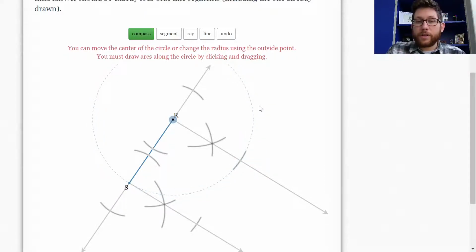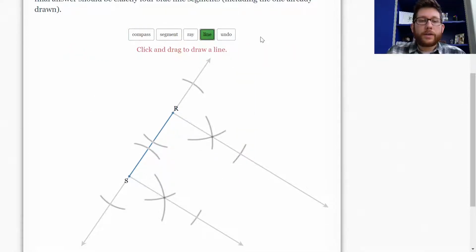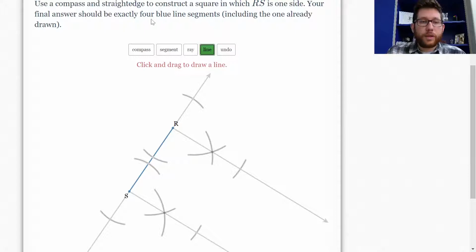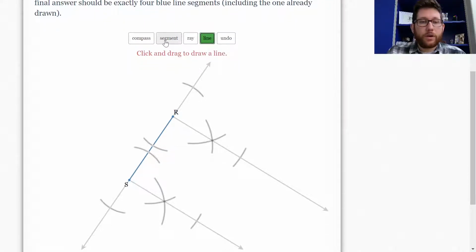This construction really is a combination of several previous constructions. We've got the perpendicular lines through a point on the line, and then you can think of this as an extension of your copy a segment construction. If you're struggling with this construction, I would really encourage you to go back and do some practice on some of the earlier constructions. So now notice that we want to finish with four blue line segments. So I'm going to take my segments from R to this point here, and S to this point here. And now that I have three of the sides, I just need to connect them, and that should get me my square.